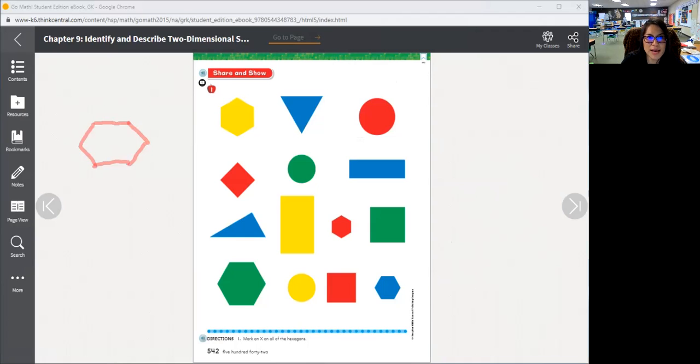Okay, remember, it has 6 sides. 1, 2, 3, 4, 5, 6, and 6 vertex where 2 lines meet. 1, 2, 3, 4, 5, and 6. Okay, so look for the hexagons right here. Did it. Awesome, Maggie was a superstar. She's already done. Okay, we're gonna do it together.